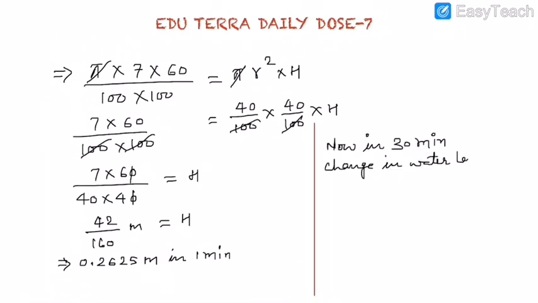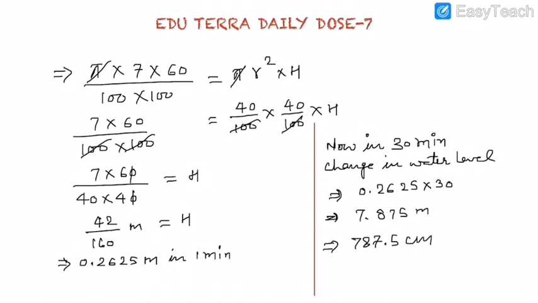So now in 30 minutes, change in water level equals to 0.2625 into 30 equals to 7.875 meter. You can change in centimeter, it will come 787.5 centimeter. So it is our answer. So maybe you can opt any other way, you can try to solve.